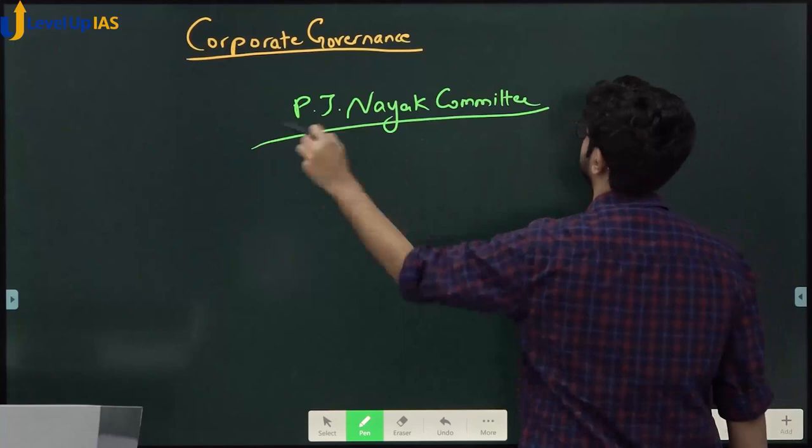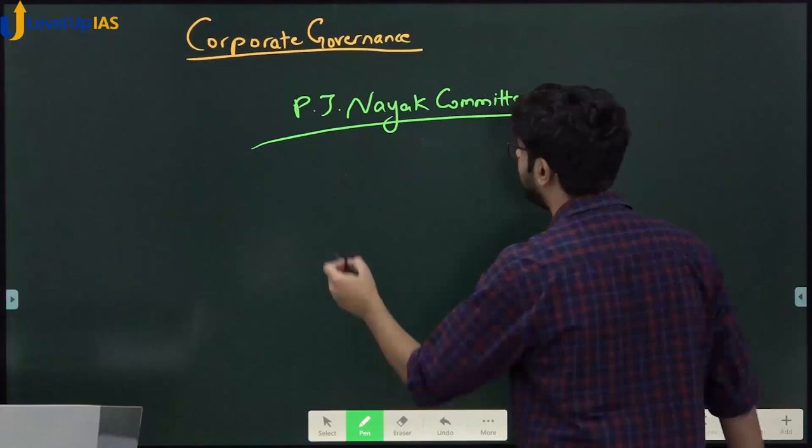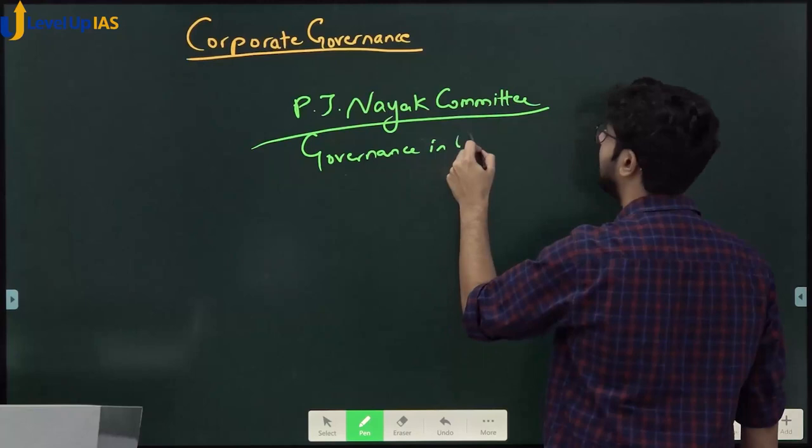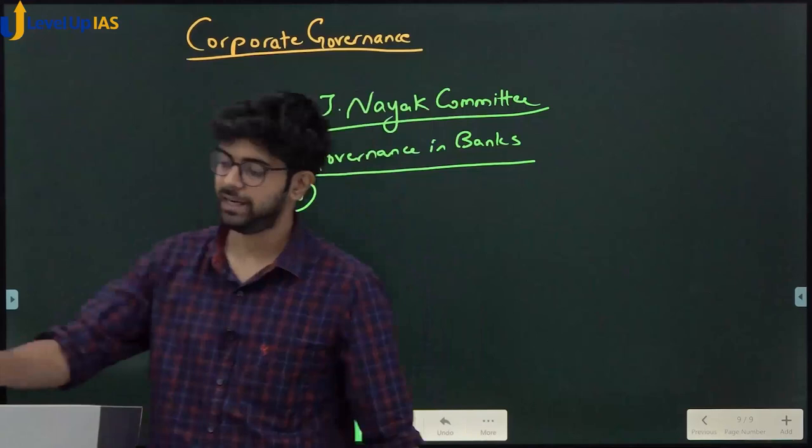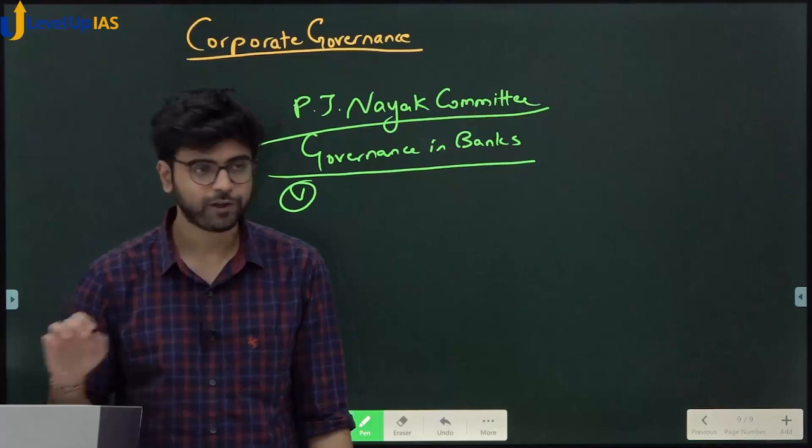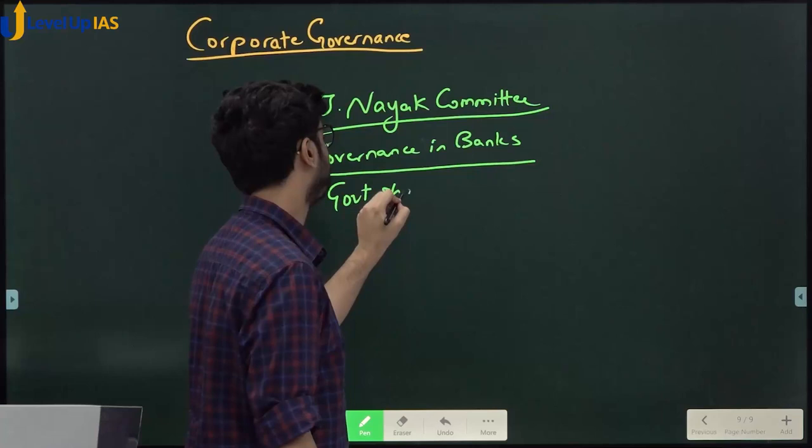What is the purpose of it? Focus on governance in banks. It gave certain recommendations. Samjha? First recommendation, very important. First recommendation, everyone's favorite. Government share should be reduced to less than 50%.